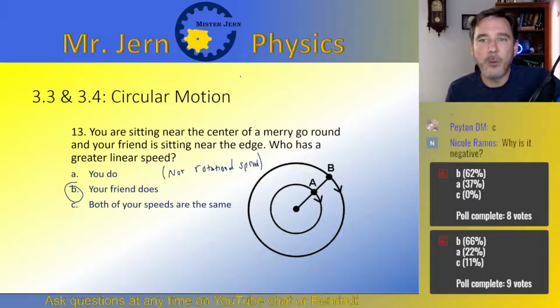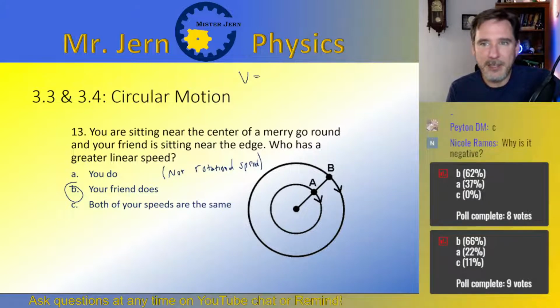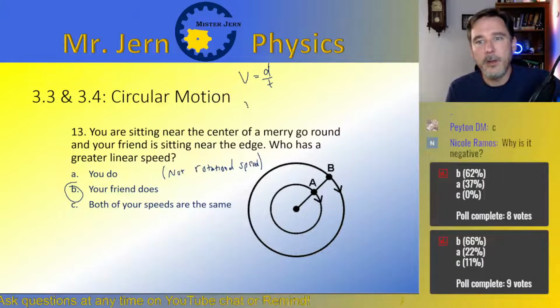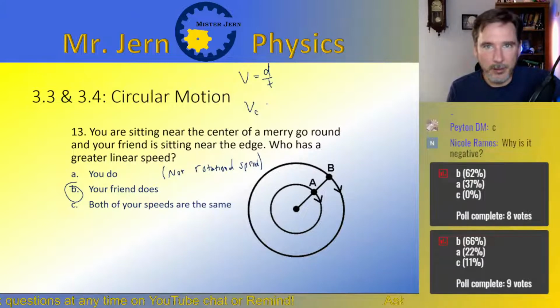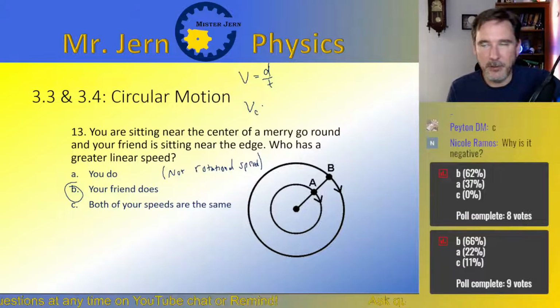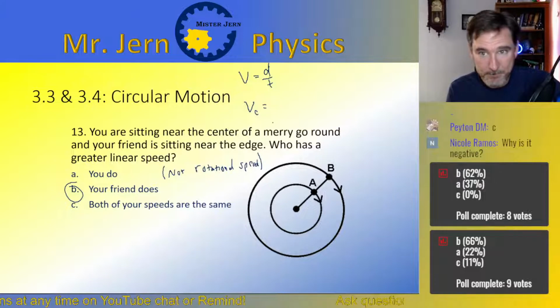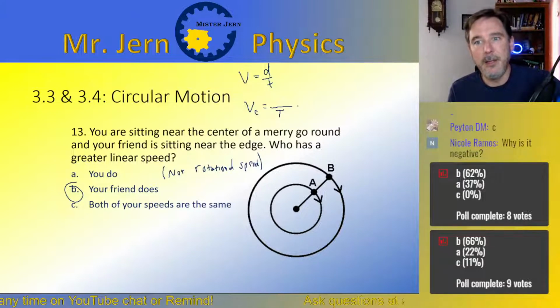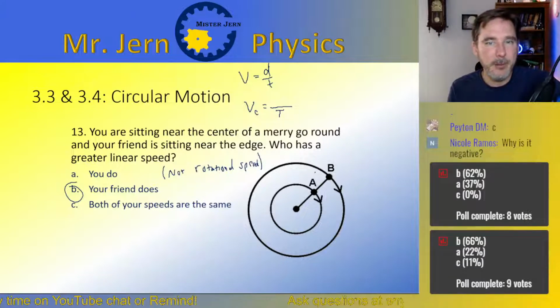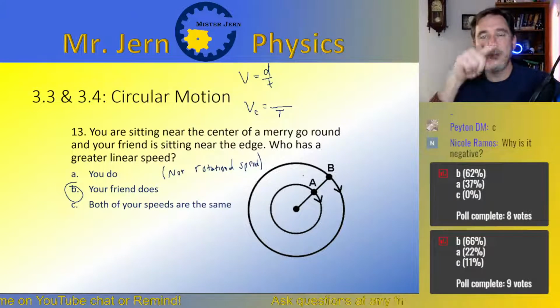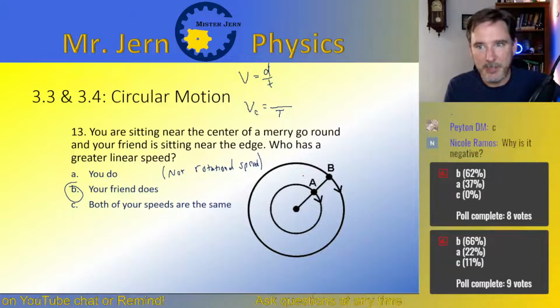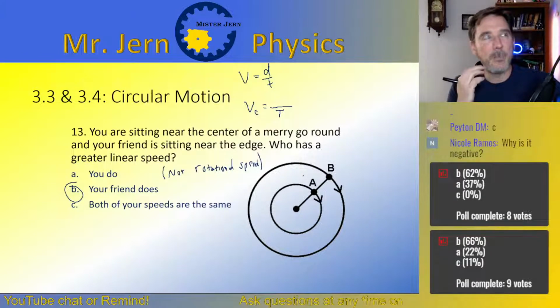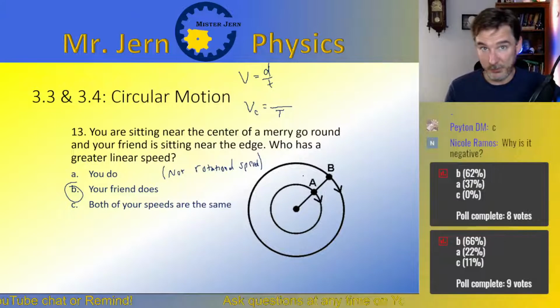Linear speed. When we go back to the other stuff, velocity is distance over time, right? Speed is distance over time. When it comes to linear speed, what we call the circular speed or centripetal speed, it's the same basic idea. It's still distance over time. But instead of time, it's the period. In other words, you have the same period. You're both going around the circle in the same amount of time. You have the same rotational speed. It takes you the same amount of time to complete a circle.